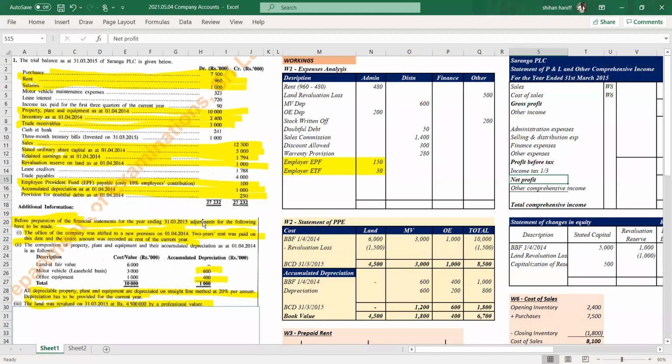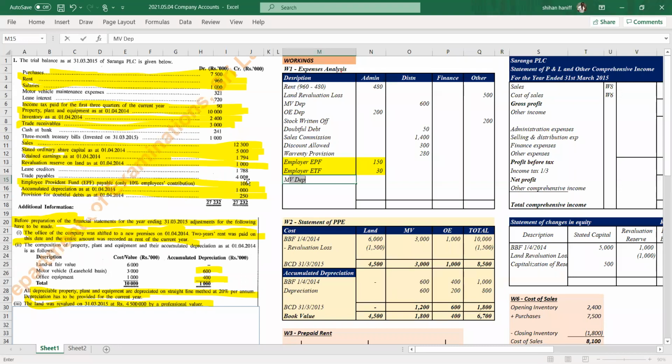And income tax paid is given as 90. So we have to calculate the payable. Right? So let's do that after completing all other values. Other than that, we have expenses. I'll explain the income tax double entries.